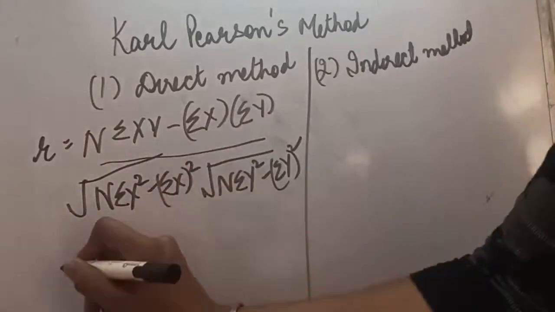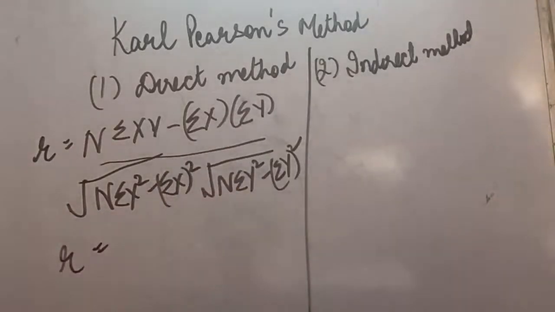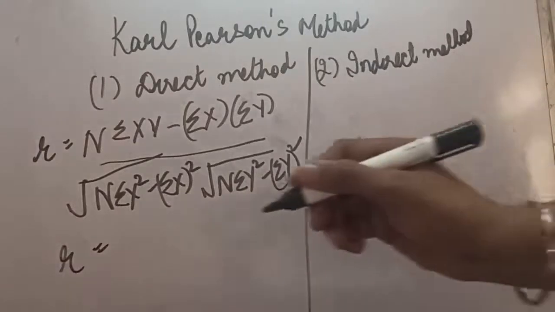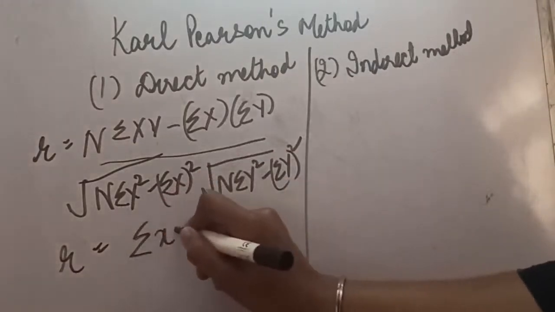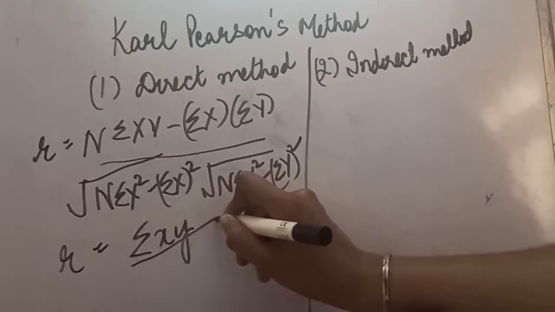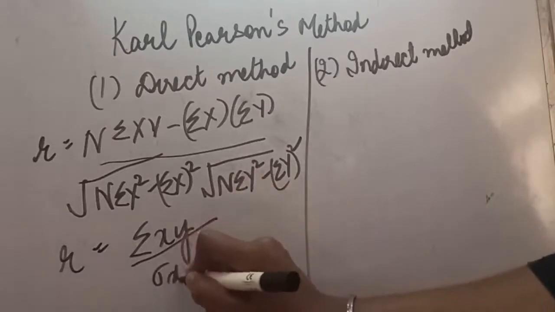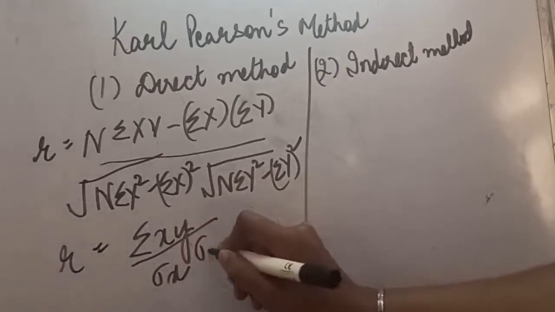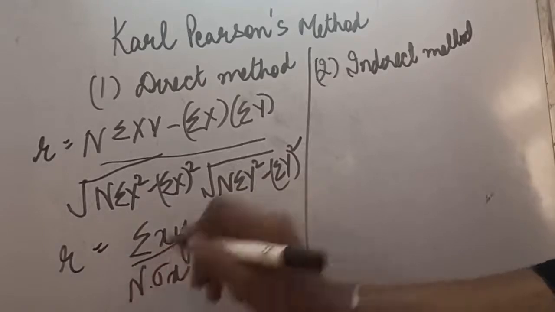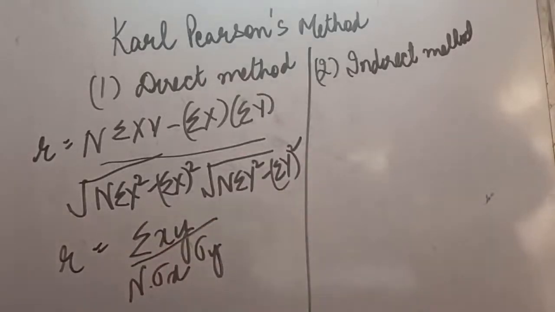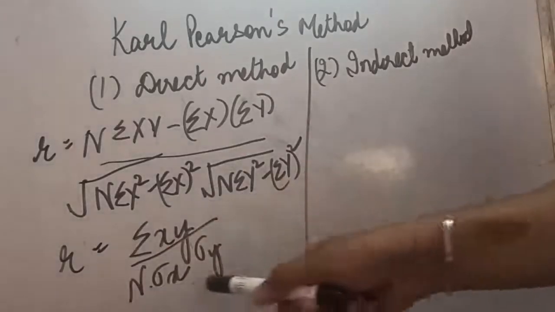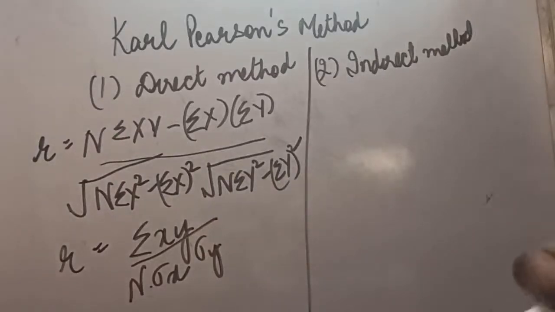Another direct method to calculate the correlation is r is equal to sigma xy divided by n into standard deviation of x into standard deviation of y. So this is the formula where the information is available. You can apply this formula as well.